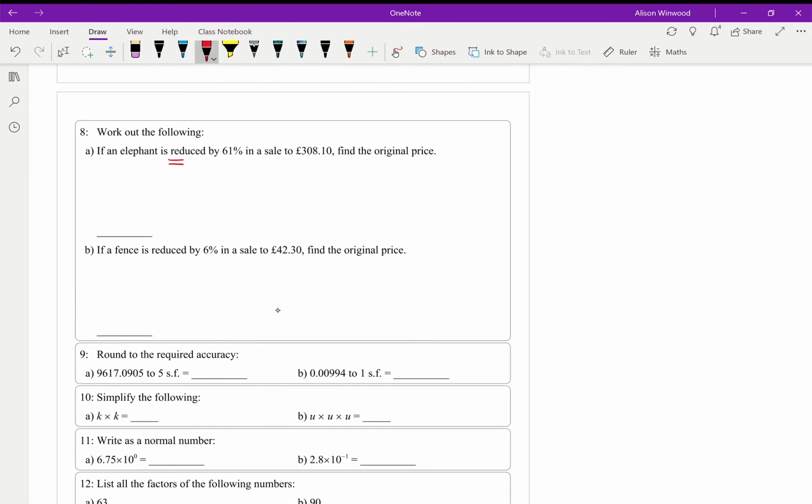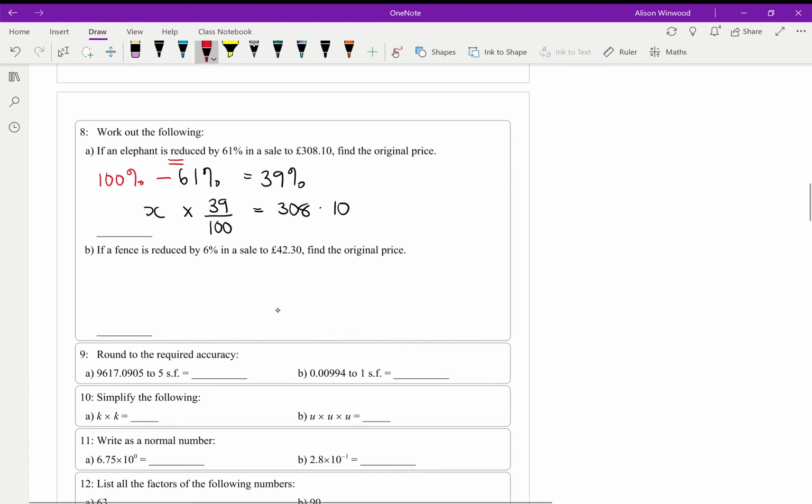A reduction means we started with 100%, but then we subtracted. So we subtracted 61%, which got us down to 39%. So whatever the original price was, when it was multiplied by 39 out of 100, we ended up at £308.10. Opposite of multiply is to divide. So the original price was £790.